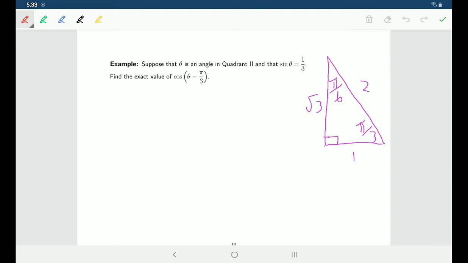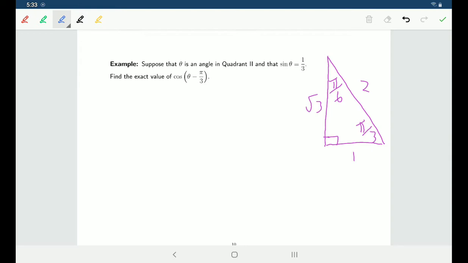We want to do a couple more examples involving these difference and sum identities. So here I want to find the exact value of cosine of theta minus pi over 3. I happen to know what the value of sine of theta is. I also know that the angle theta happens to be in quadrant 2. So now let's see what we can do to find things out here.